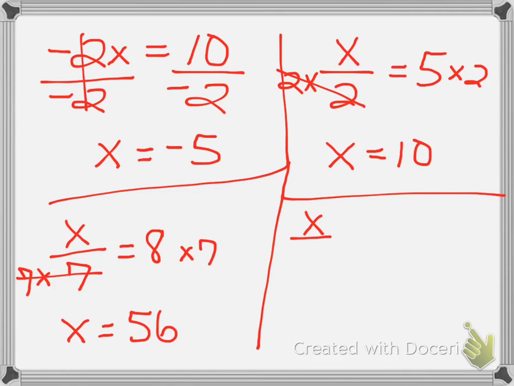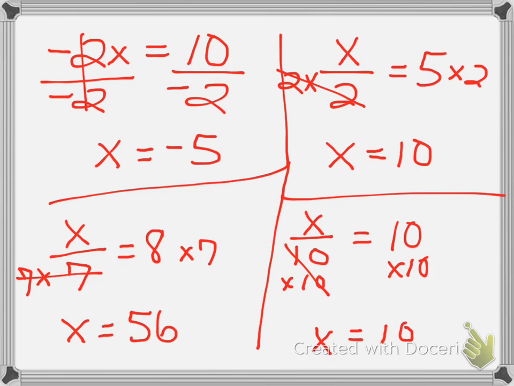If I have x over 10 equals 10, I have to times this side by 10, times this side by 10. My 10's are going to cancel. I'm going to be left with x equals 100. So these are easy examples of one-step problems. Look at the last video for addition and subtraction, but remember whenever you're doing it, you do the opposite, and then what you do to one side, you do to the other.